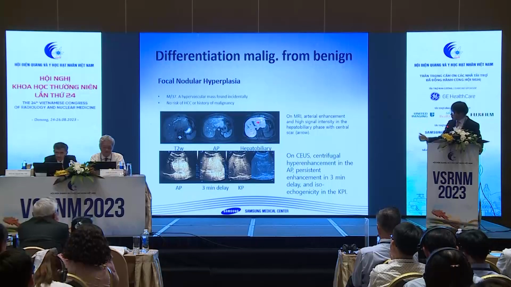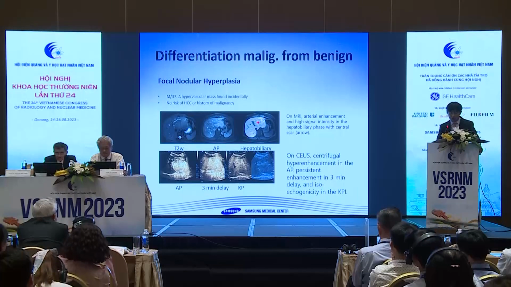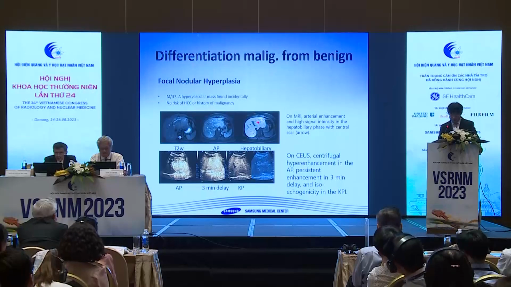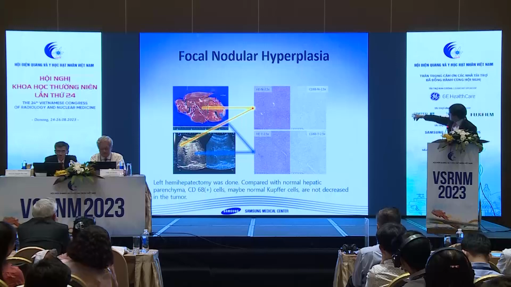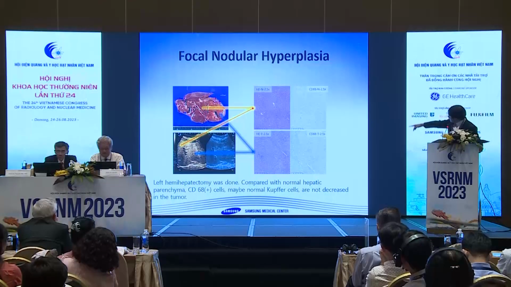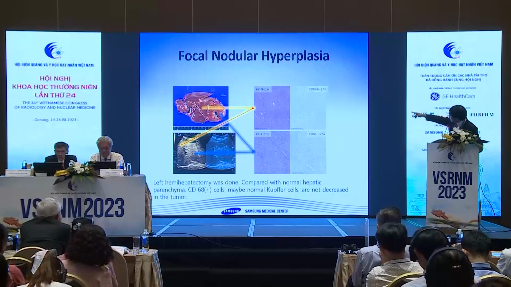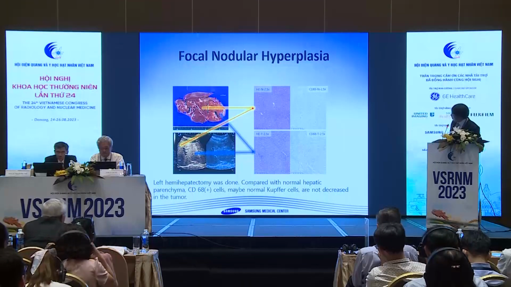Actually, it represents that the tumor has normal Kupffer cells and normal hepatocytes, and it is not replaced by tumor cells. The pathology image also shows a similar density of Kupffer cells in the surrounding parenchyma and the tumor.